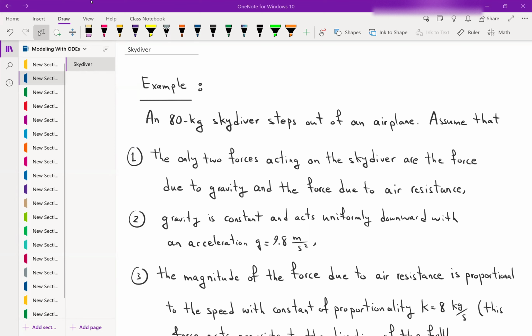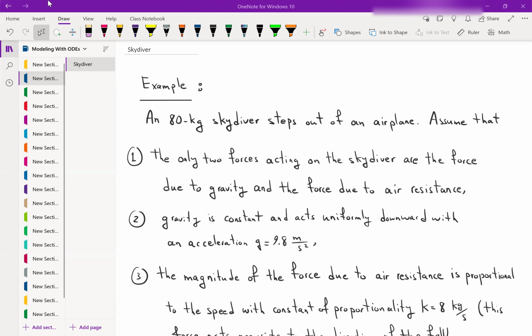We will see that in the presence of air resistance, the velocity of a falling object does not increase indefinitely. There will be a terminal velocity, which is very interesting. So let's dive in and see what our example looks like.